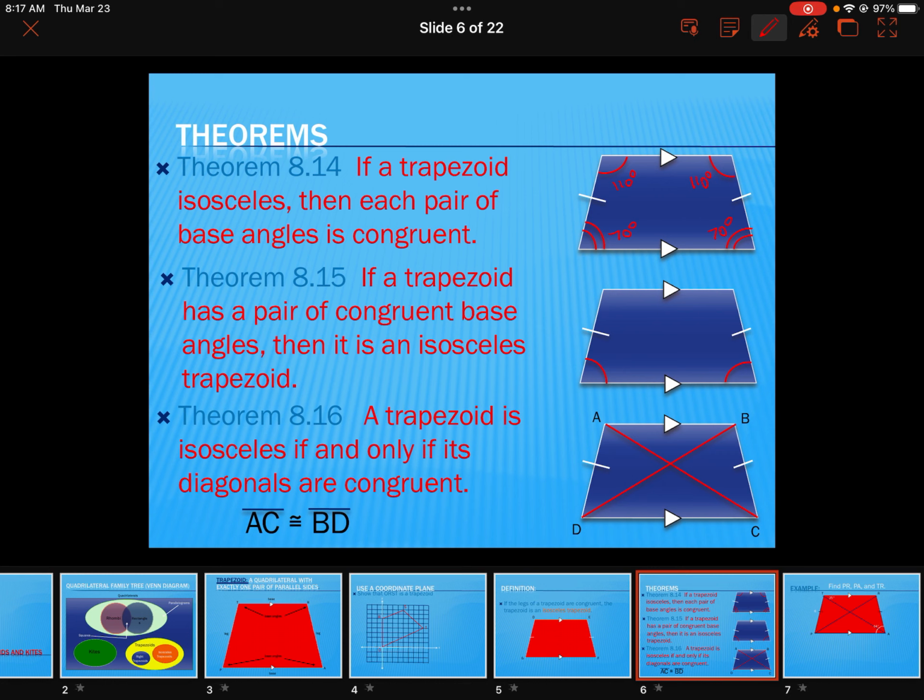Theorem 8.15 tells you that if a trapezoid has a pair of congruent base angles, then it has to be isosceles. So for example, if you just have a trapezoid, but it shows that one pair of base angles are congruent, you know that the other ones have to be congruent too.